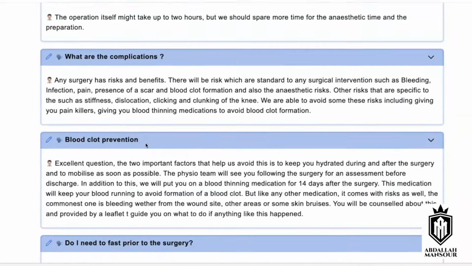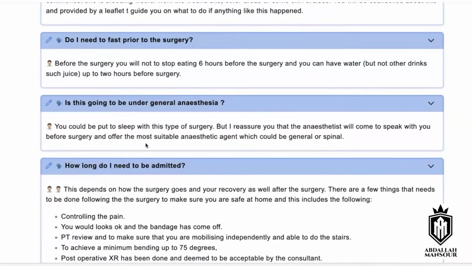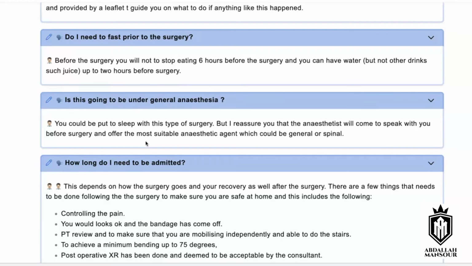All right. So the next bit is, do I need to fast prior to surgery? You answered it pretty well. Is this going to be under general anesthesia? You said yes, under general anesthesia. That's not quite true, right? It can be general, it can be spinal anesthesia. So you want to say it's one of the options. My anesthetic colleague is going to discuss with you in further detail, but it can be general and it can be spinal anesthesia as well.